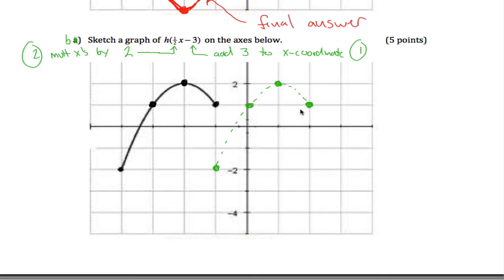So this x coordinate is now 2. 2 times 2 is 4. This x coordinate is currently 1. 1 times 2 is 2. This x coordinate is currently 0. 0 times 2 is just 0. This x coordinate is -1. -1 times 2 is -2.